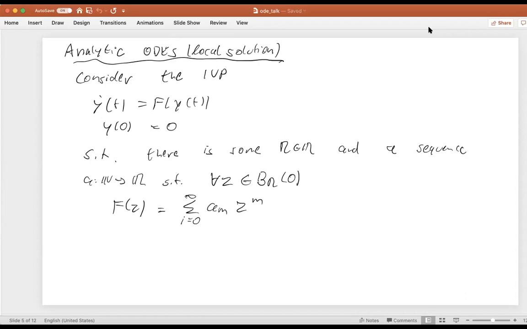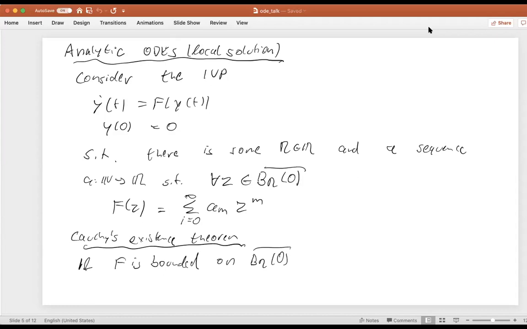So the following is sometimes known as Cauchy's existence theorem, which just says, if F is bounded on this ball, this should actually be a closed ball, by some real number M, then the solution exists for at least, so then Y exists and is analytic for at least all T that are less than or equal to R divided by M.